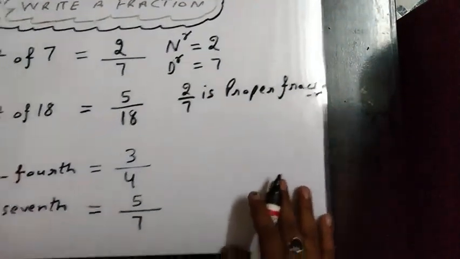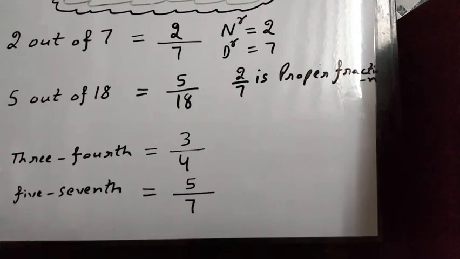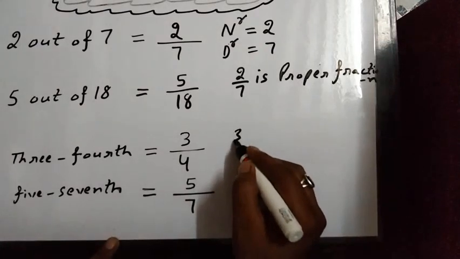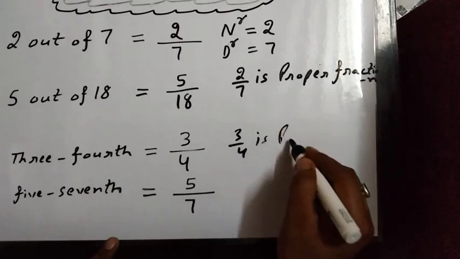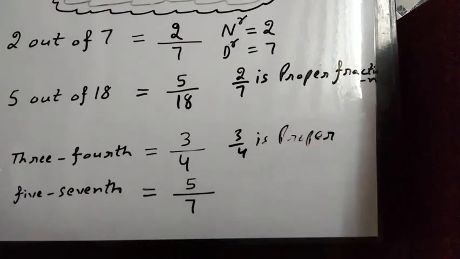So here again you see 3 by 4. What type of fraction is 3 by 4? Is this a proper fraction or not? Again, this is a proper fraction. So I will write 3 by 4 is proper. And the reason I know you have come to know. 5 by 7 is again a proper fraction.